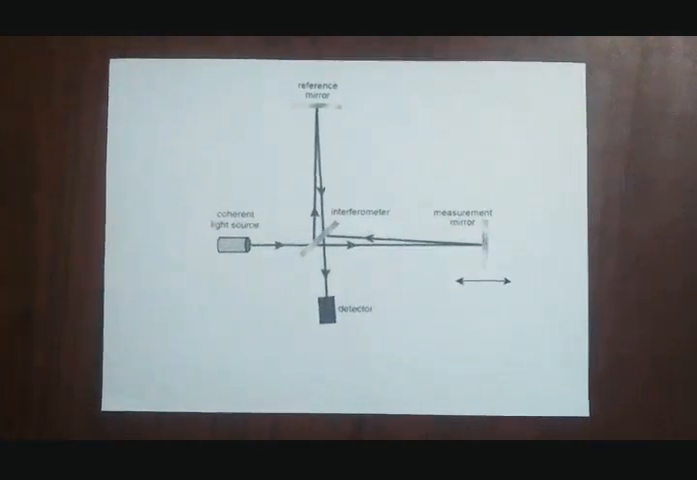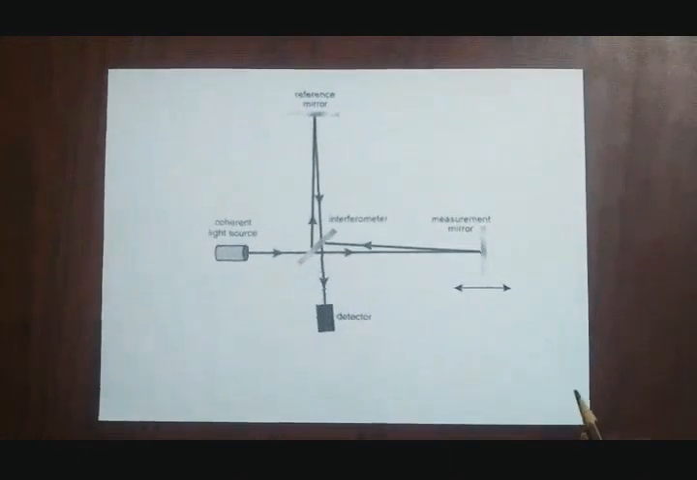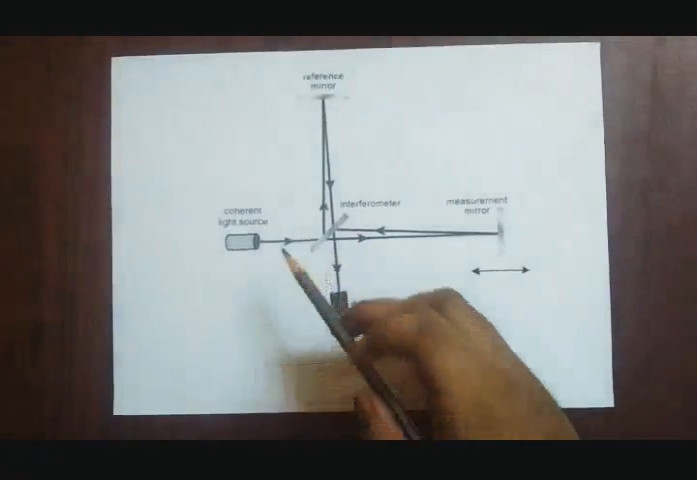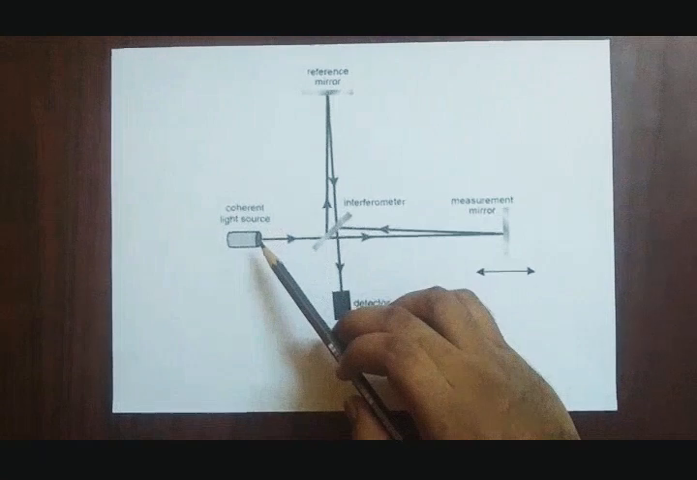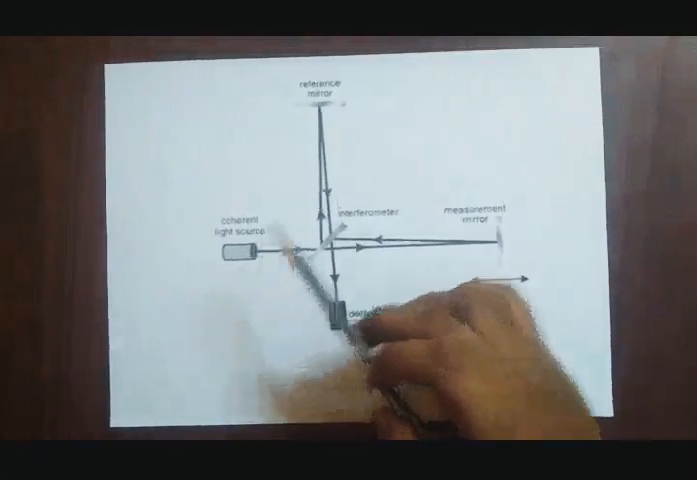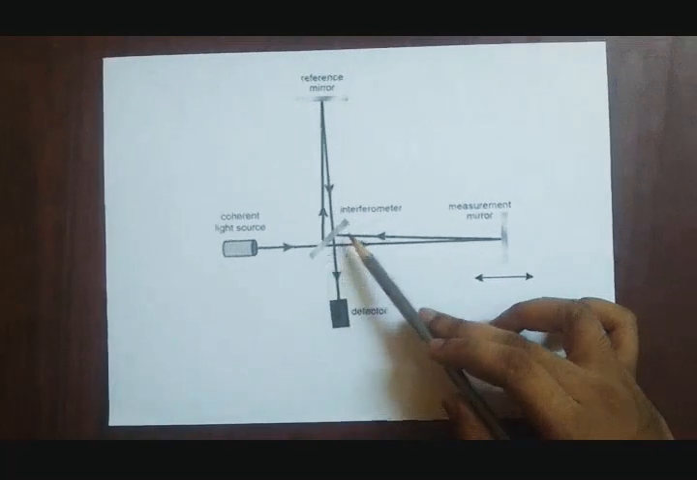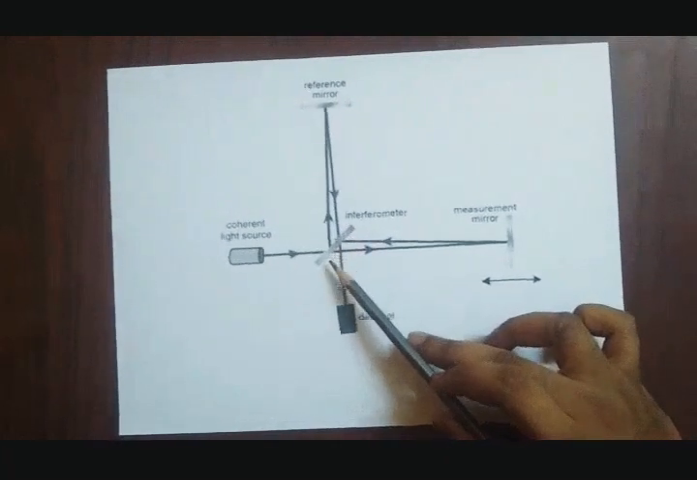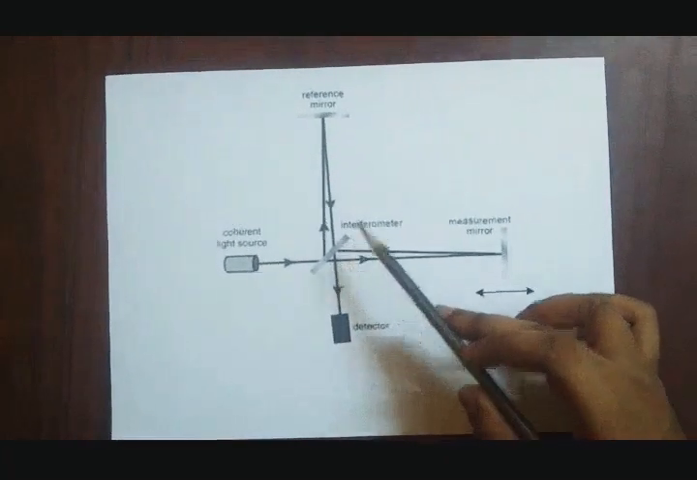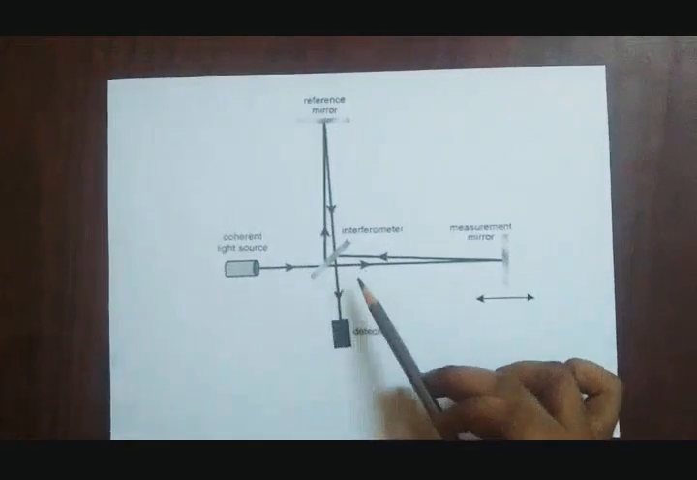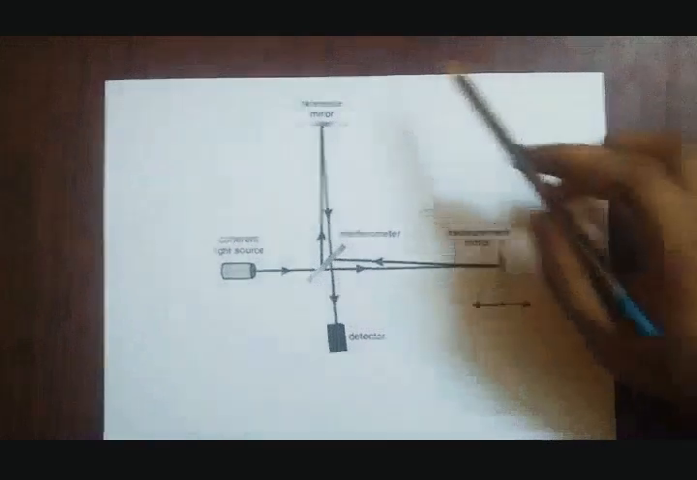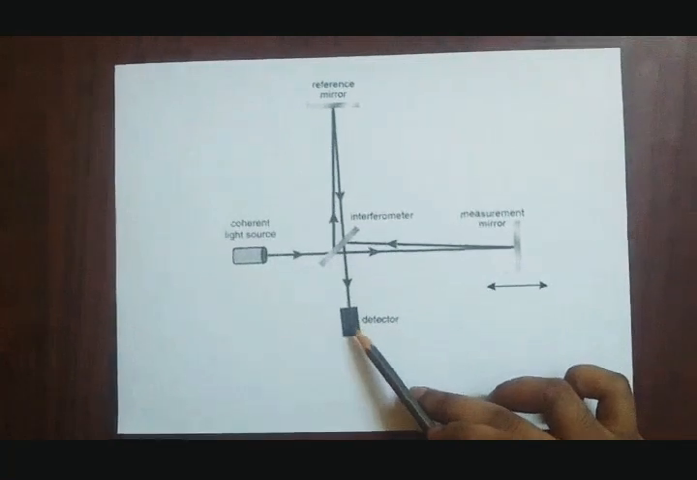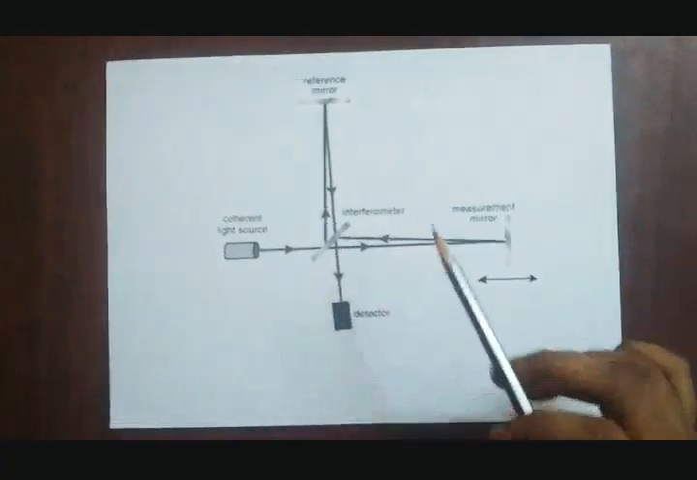Let us look at the setup of the Michelson-Morley experiment. Firstly, I'll explain all the different parts required for the setup. Here we have the coherent light source. Nowadays it's lasers, as I said, but back then it was a sodium lamp. Here we have the interferometer, also called a beam splitter. Half of this is silvered, and the other half is glass. It's silvered because it has to reflect one half of the beam coming from here, and the other half goes to the measurement mirror. Here is the reference mirror, and this is the measurement mirror, and this is the detector to detect the oncoming combined rays or beams.